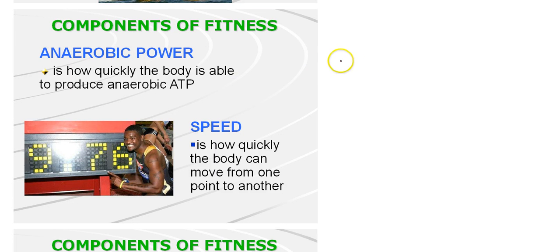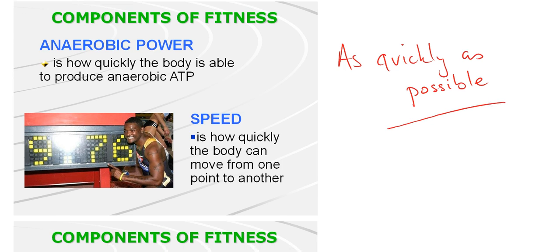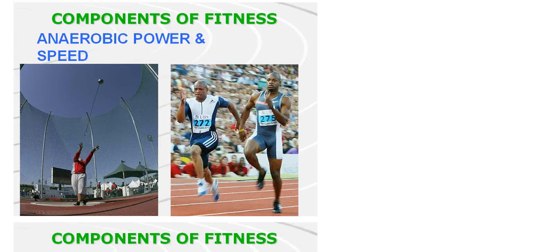Terms to use here: as quickly as possible. So an example here, speed, 100-meter run, anaerobic power, hammer throw. They need to be able to generate a huge amount of force very quickly. So if they can resynthesize anaerobic energy very quickly, they'll be able to generate a greater force.